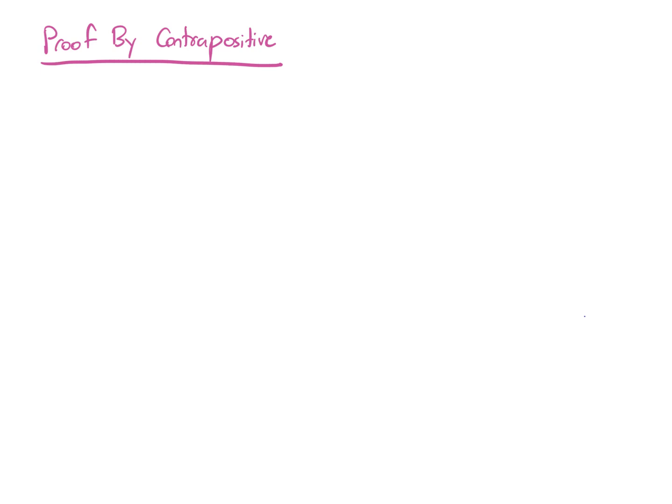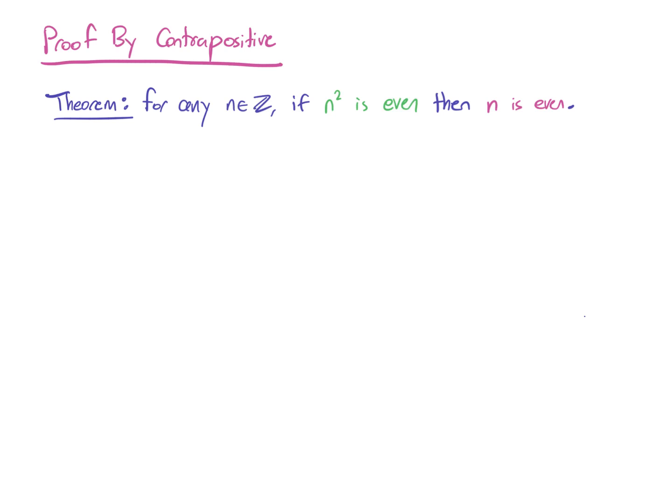Sometimes a direct proof feels a little bit tricky, but there's a way to do it in a different direction that helps us out. So, what do I mean by this? This brings us to proof by contrapositive. Here's another math theorem. For any integer n, if n squared is even, then n itself is also even.